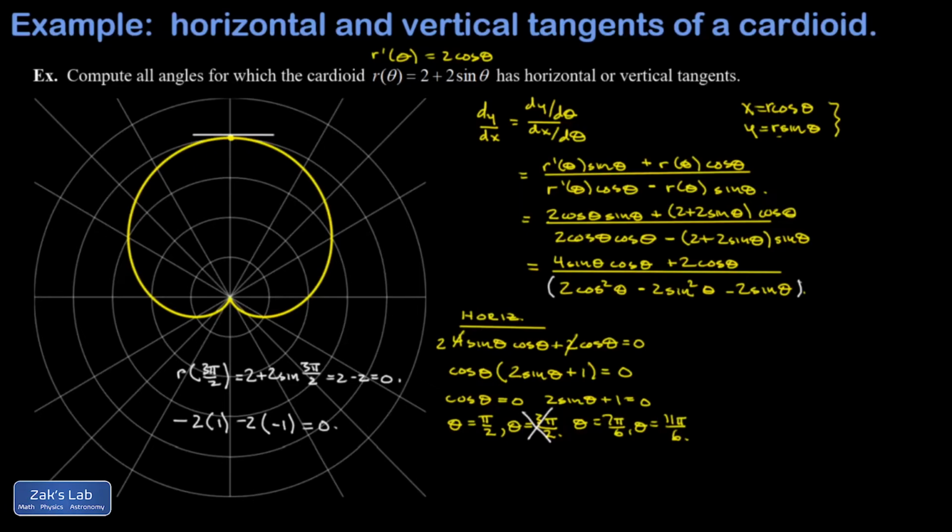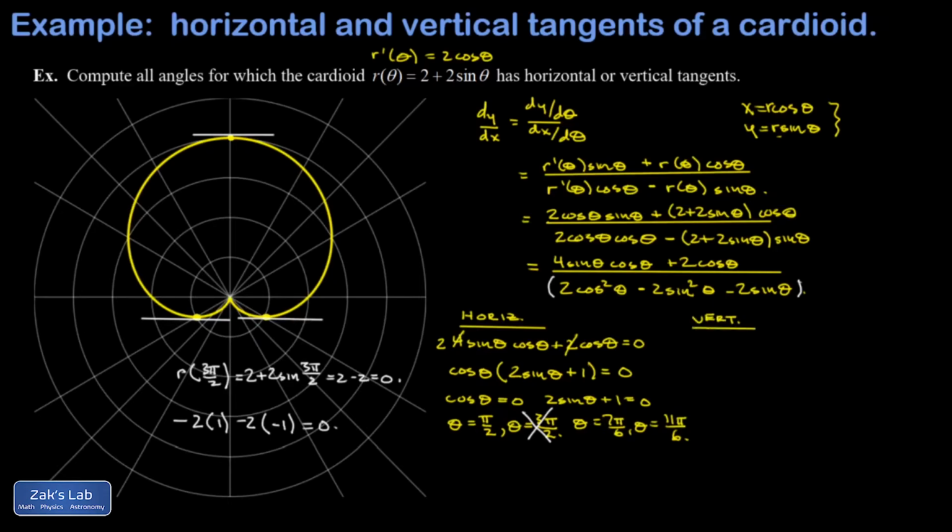The last two are more straightforward. 7 pi over 6 looks like a horizontal tangent. And 11 pi over 6, that's pi over 6 less than 2 pi. That looks good too. Okay, what about our vertical tangents?